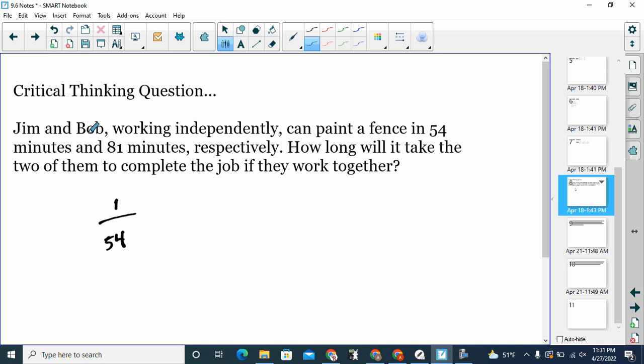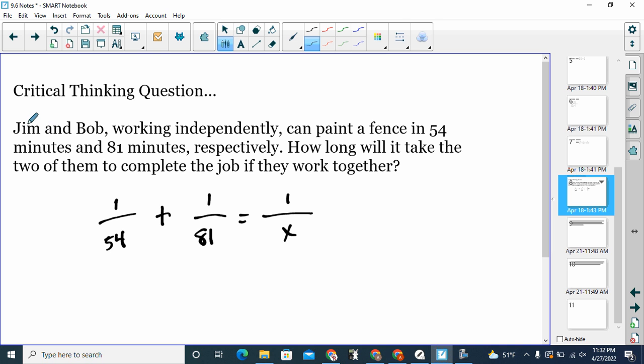And we can do the same thing with Bob. If it takes him 81 minutes to complete the entire job, each minute he has done 1 out of 81 minutes of the job. Well, they're doing it at the same time. So because they're doing it at the same time, each minute we get that much of the fence done. And we want to say that that is equal to 1 out of how many minutes it takes them combined. So 1 over 54 plus 1 over 81 equals 1 over x.